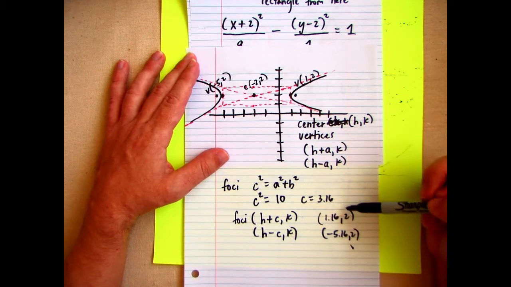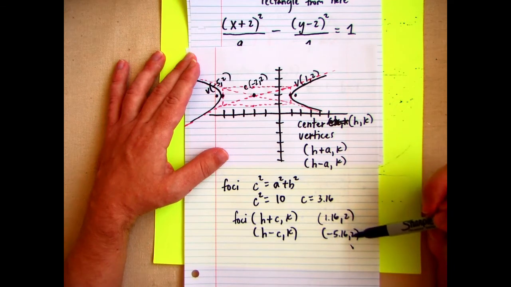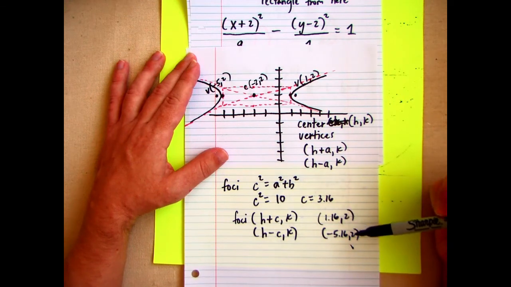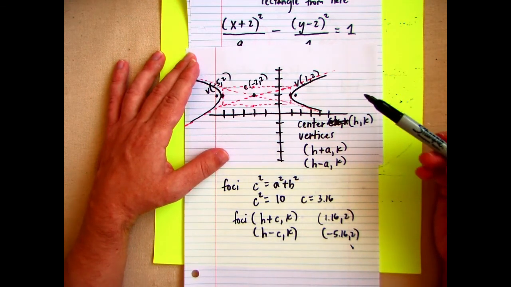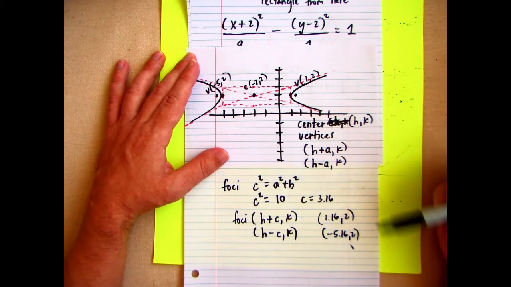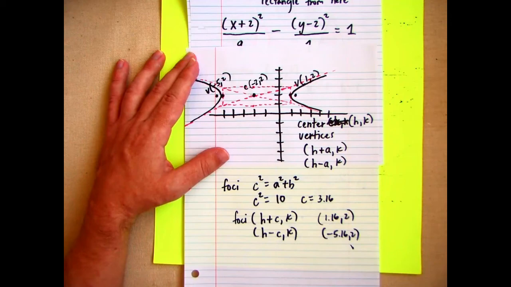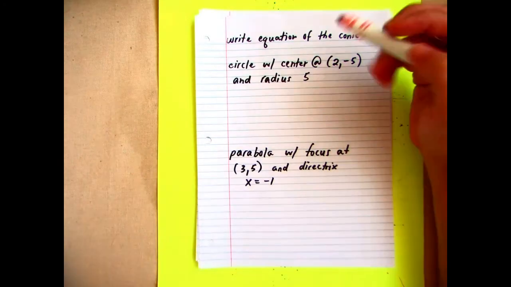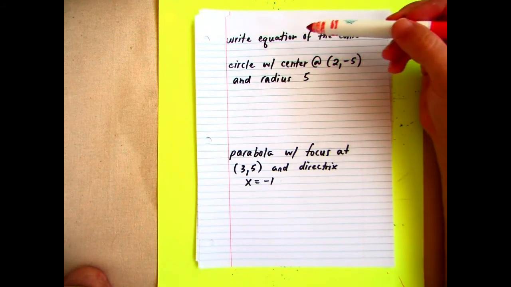Sorry, I skipped ahead a little bit here with my video, but same thing with the foci as with the vertices. I had to adjust the x coordinate of my center. So from my center, I added and subtracted my c value, which was 3.16, and that's how I got my two foci. Sketch my graph, with the graph approaching those asymptotes, and you're done.